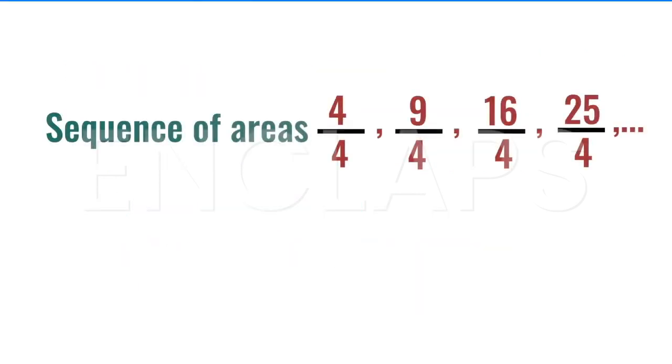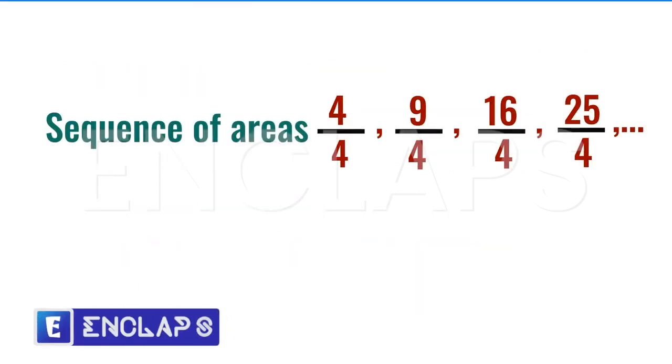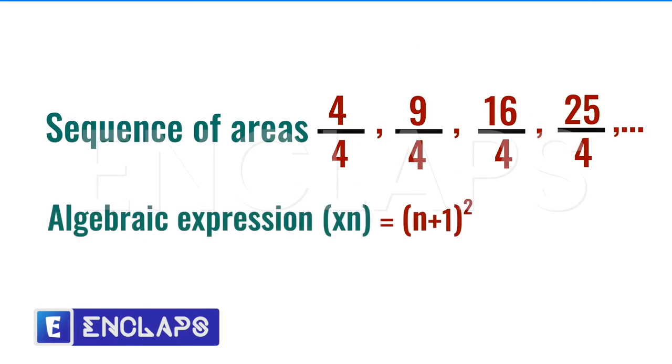So the algebraic form of this sequence can be written as xn is equal to (n plus 1) the whole square by 4. So for the first term, for example, if we substitute n is equal to 1, we will get (1 plus 1) the whole square, which is 2 square, 4 by 4, which will be equal to 1. So similarly, all the terms can be obtained.